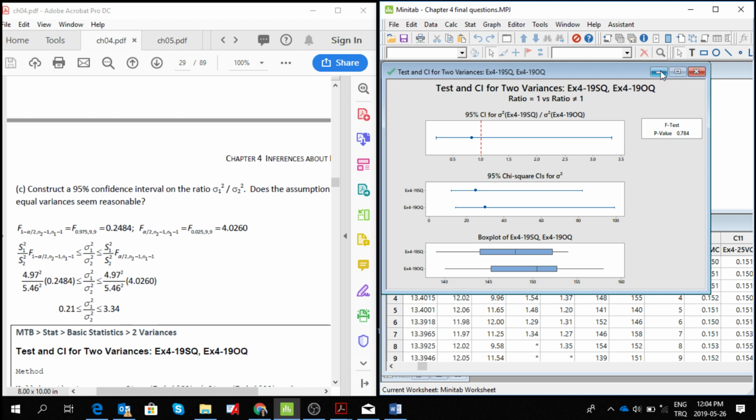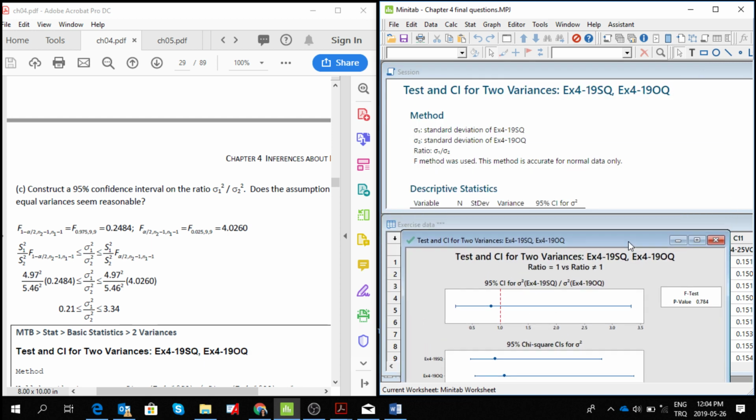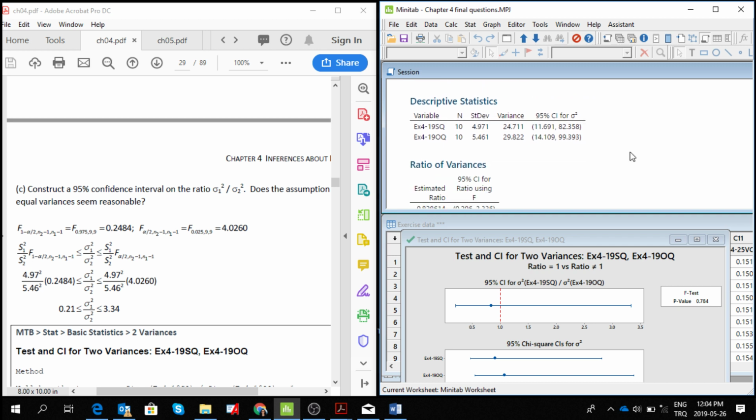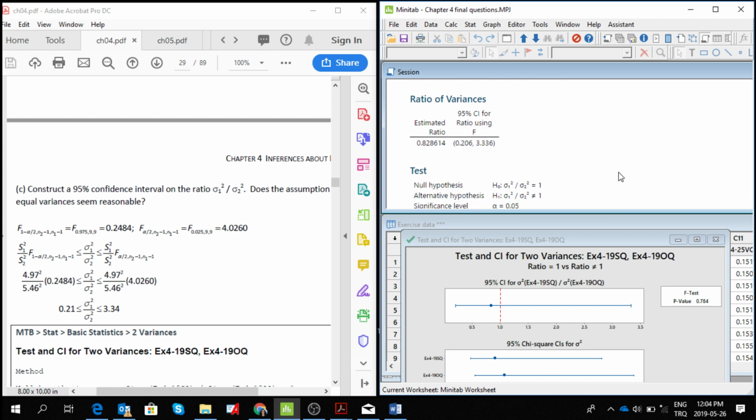Okay, we click OK. We have some summary here, and on the back side we have this information. This is the summary: the standard deviation of this sample and the standard deviation of the other, and you get the ratio of both. The F method was used, as we know, and this method is accurate for normal data only. That's why we use the F method. Descriptive statistics is a summary of each data set and the confidence interval for variances for each. The estimated ratio is this much, and the 95% confidence interval for the ratio using F is this.